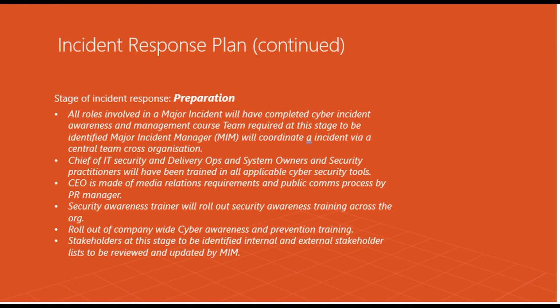At the stage of preparation, all roles involved in Major Incident Management will have to complete awareness training. All IT security, system owners, and security practitioners will have been trained in all applicable cybersecurity tools. Comms processes will be made known, and media relations processes will be made known to the CEO. Stakeholders at this stage will be identified, internal or external, and the lists that they are on will need to be reviewed and updated by Major Incident Management.